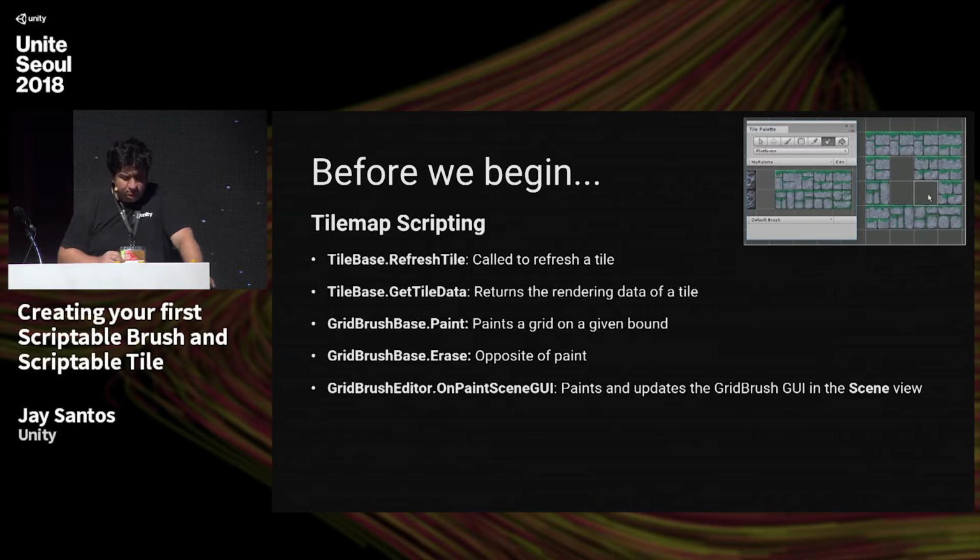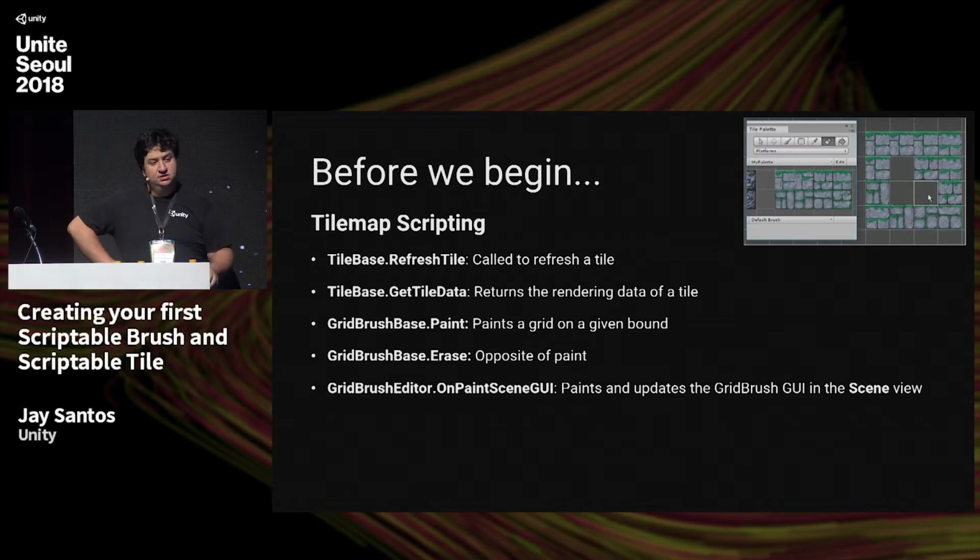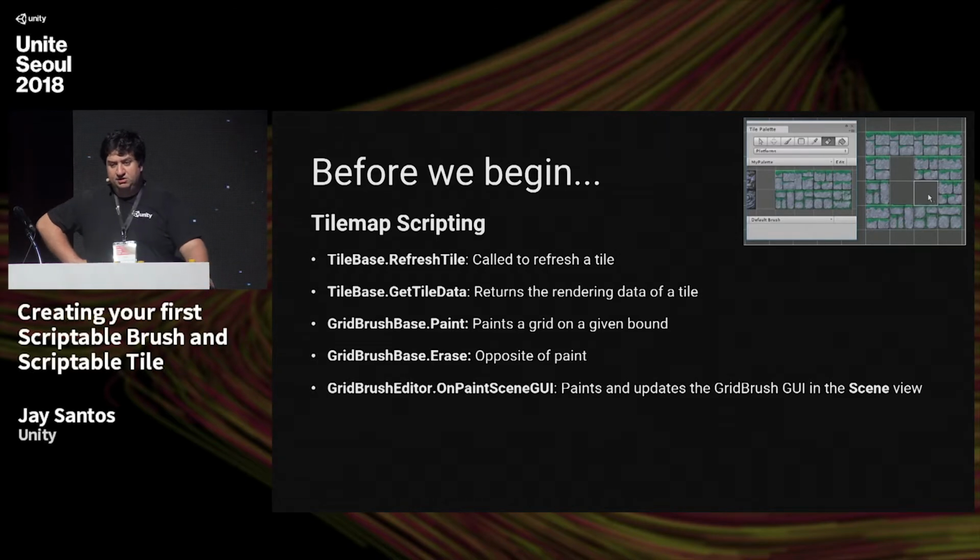Finally, here's the list of methods that we're going to call in order to create the tiles and the brushes. These are what will effectively make the magic happen. First of all, in the tile-based class, we're going to call RefreshTile and GetTileData. Whenever you need to redraw a tile, RefreshTile is called, and GetTileData will return the rendering information of that specific tile. These two methods and this class are what we're going to use to create our scriptable tile.